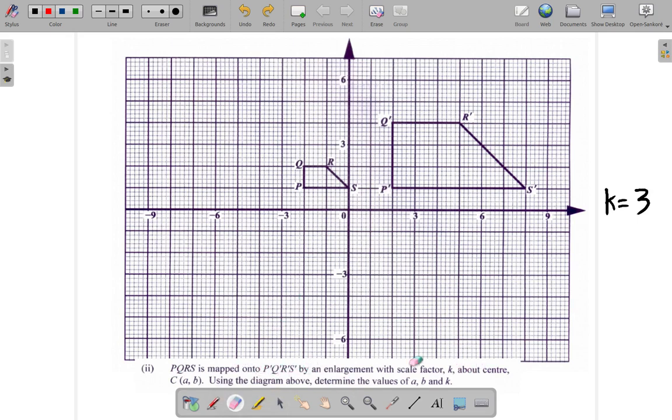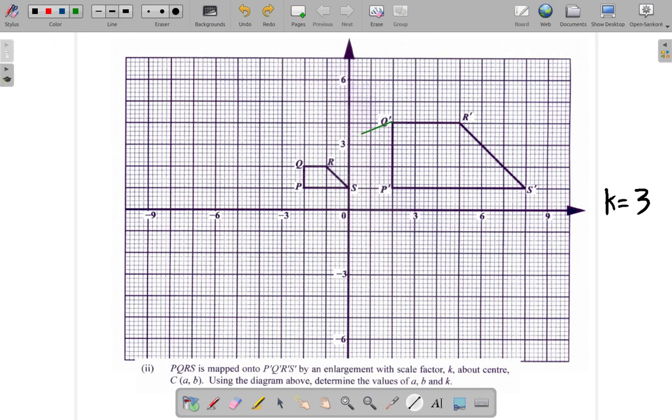Now what else do they say? The center C is located at AB. So the center of enlargement is at AB. How do you do that? You project a line from a point on the image back to the point on the object, and I end up somewhere about here. This line is a bit thick. I want a thinner line. Let's use a different color too. Alright. This is a bit too thin.